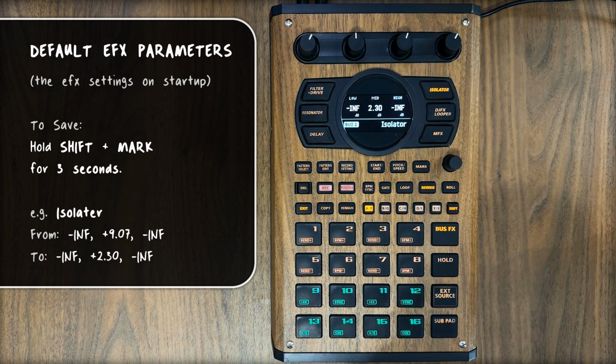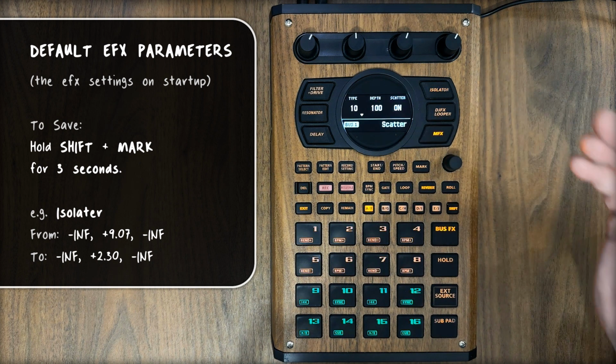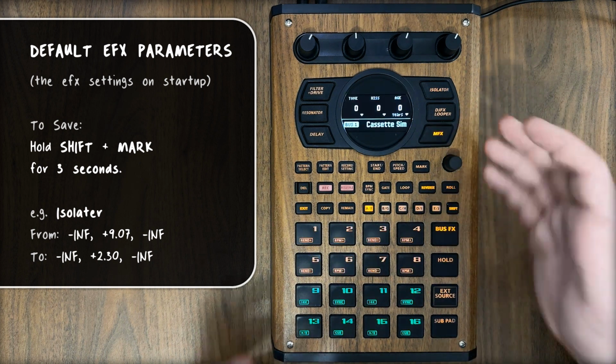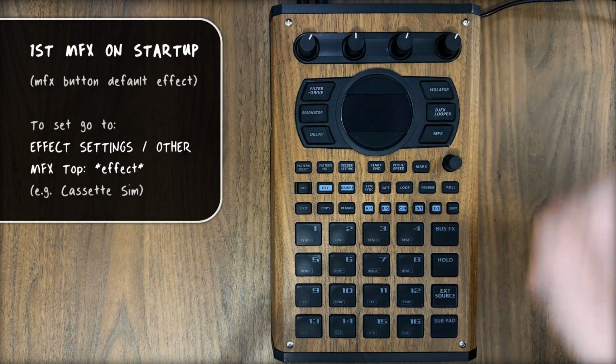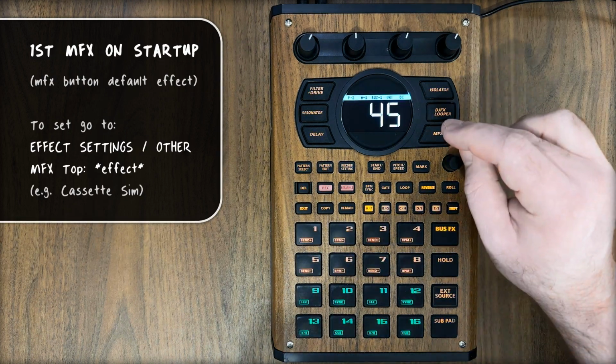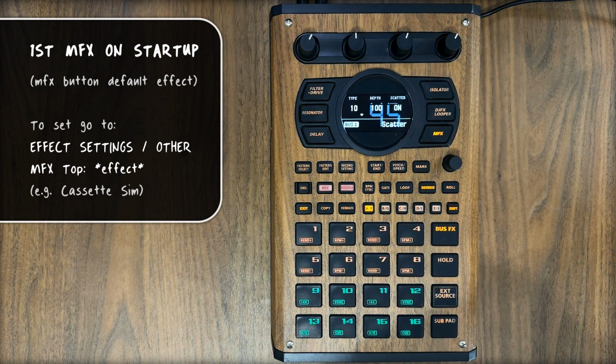And you can do this to all the MFX as well. Like I've changed scatter, vinyl sim, cassette sim, etc. You get the point. While I'm talking about MFX, you know how when you first turn on the SP-404 and hit MFX, it's scatter that pops up by default? You can change that now too.